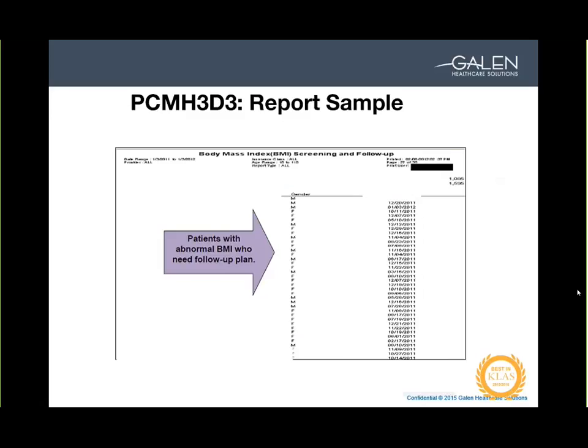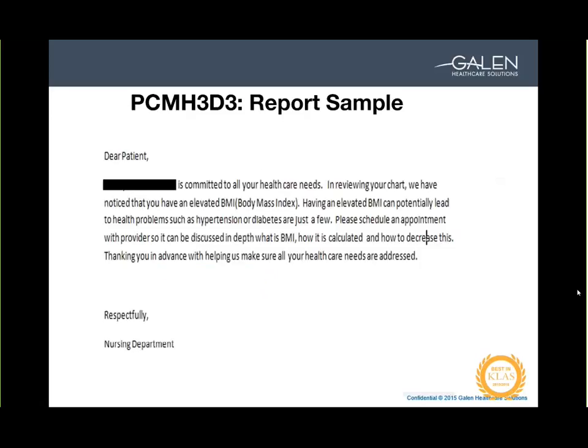Here's a sample of all the patients that I want. I've highlighted behind the scenes, and I've blacked out all their names. And then I can have a sample letter. This is the 3D3, I've got to give the report and a sample letter. Want to reach out, see you haven't come in to us for a while. We'd like to talk to you to see how we can get this in a better state.